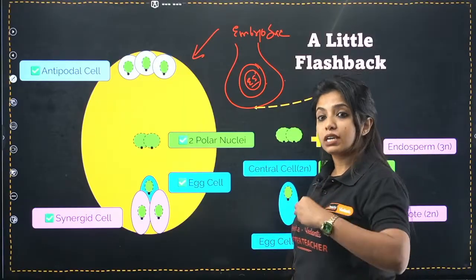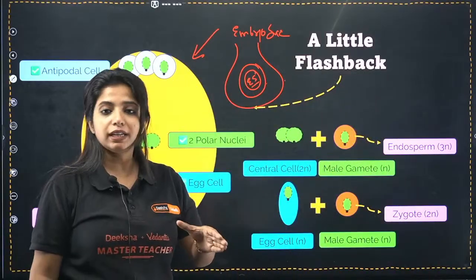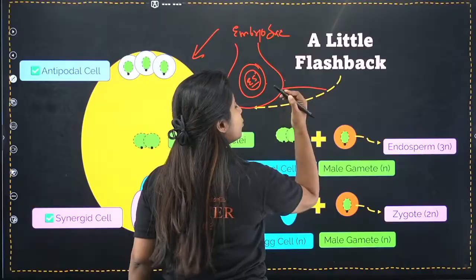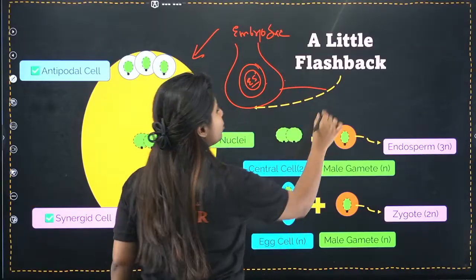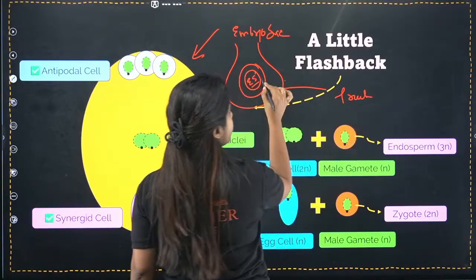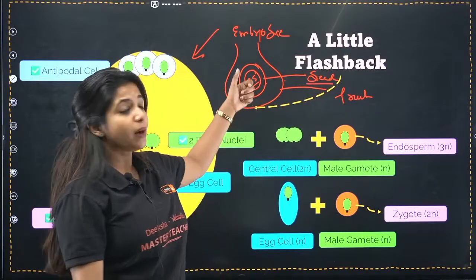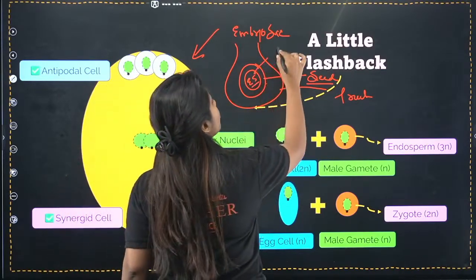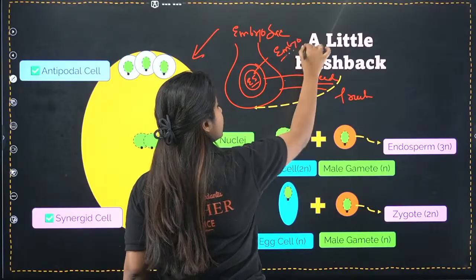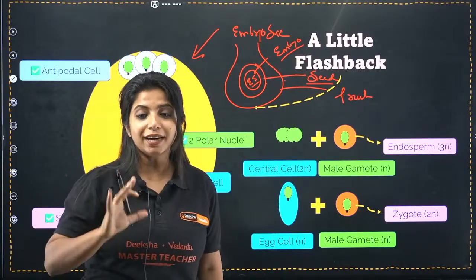Whenever we say that fertilization has taken place, after fertilization the ovary is not known as ovary anymore. Ma'am, then what? It is known as a fruit. What about the ovule? The ovule is known as the seed. And what happens inside the embryo sac? The embryo is going to be formed. That is why we say that the seed has the embryo. That is the basic logic.